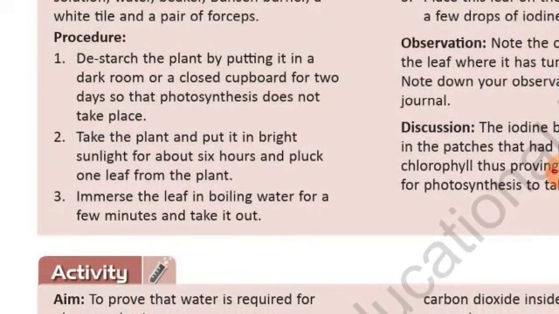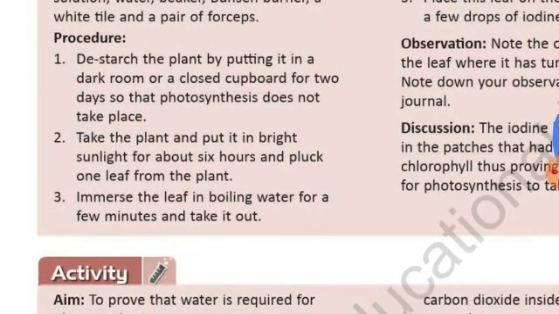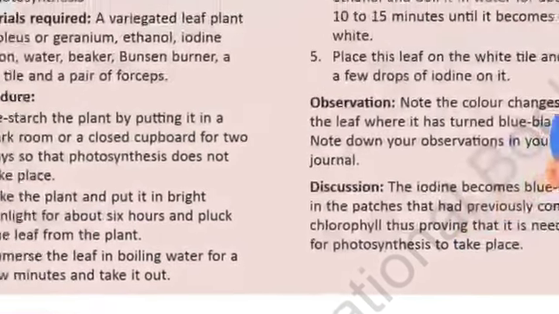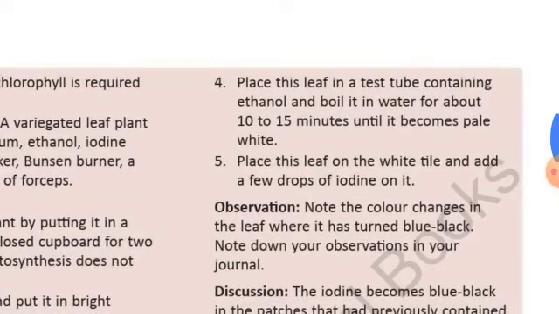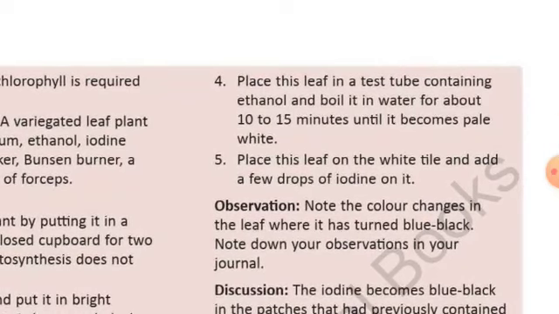Now, we will immerse the leaf in boiling water. That means in boiling water we will dip the leaf for a few minutes and take it out. And then again we will place this leaf in a test tube containing ethanol, that is alcohol. Now, why is ethanol used? Ethanol is used to remove chlorophyll.